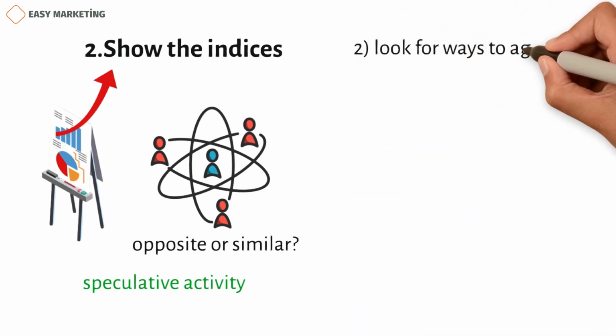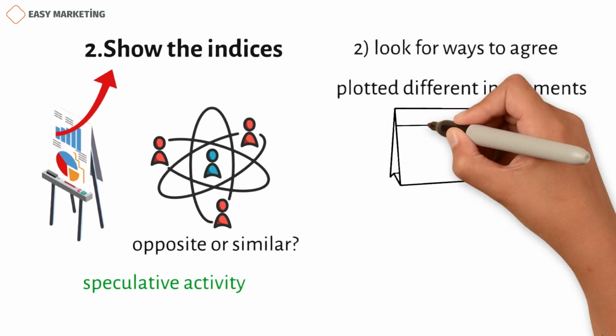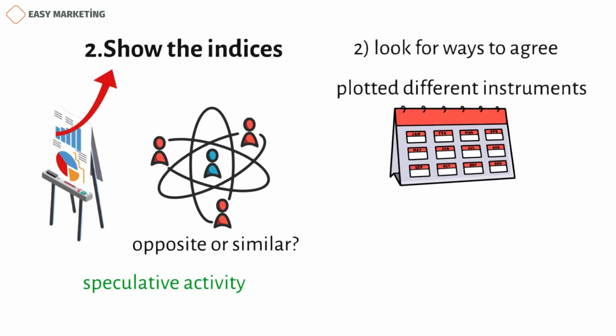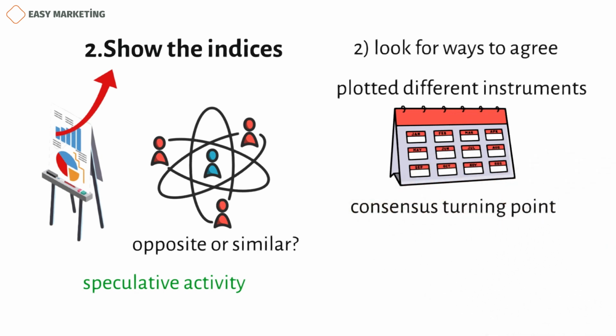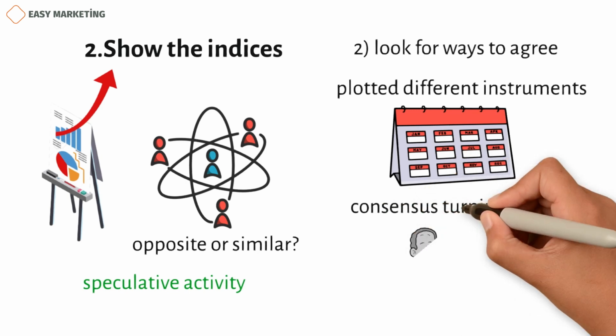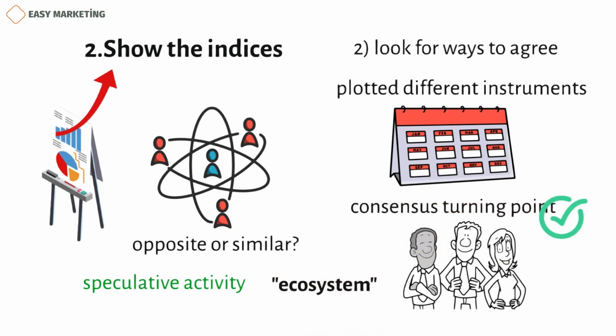3. Look for ways to agree in other markets. If we plotted different instruments on the same weekly or monthly time frame, we might be able to see if the markets are getting close to a consensus turning point. After that, the consensus can be used to buy or sell an instrument that will be affected by the turn.